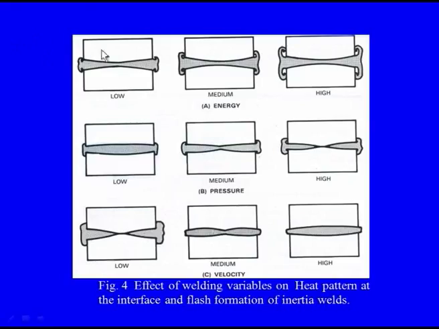For minimal flashes, probably we can go for some polishing kind of processes, but if the flashes are bigger like this, then we have to go for some serious machining processes. Similarly, as far as the applied pressure is concerned, for low pressure there will be smaller flashes produced, and at high pressure the flashes produced will be much larger. Similarly, as far as the velocity is concerned, at low velocity the joint will not be proper, at medium velocity, and at high velocity it will be proper.